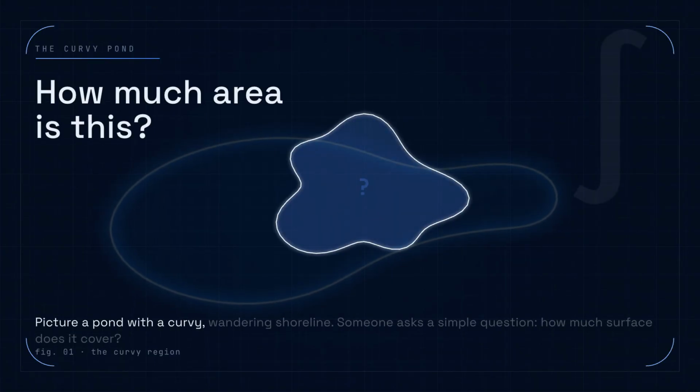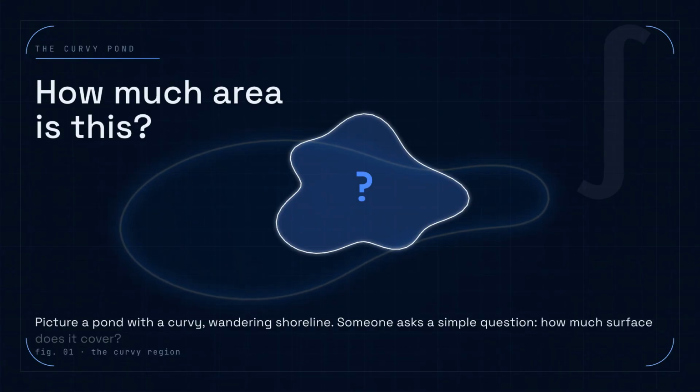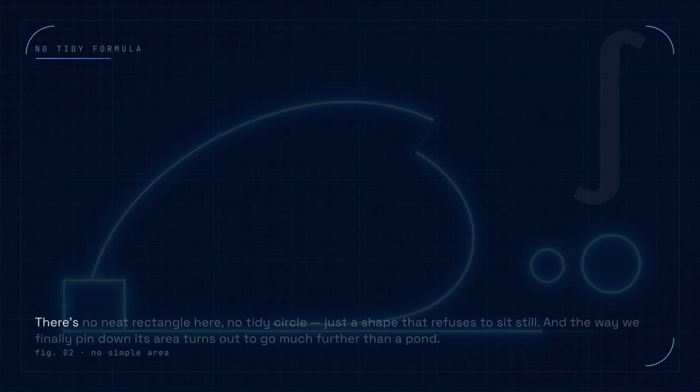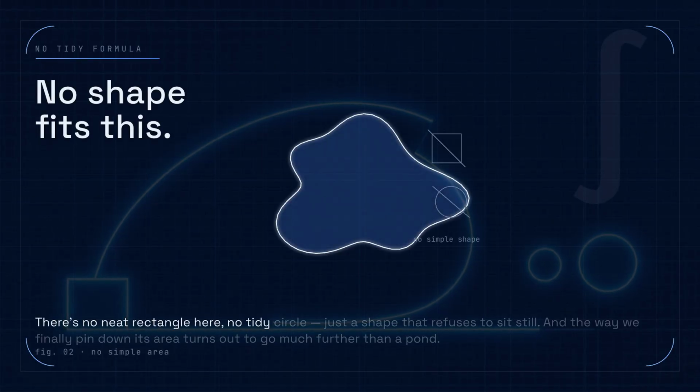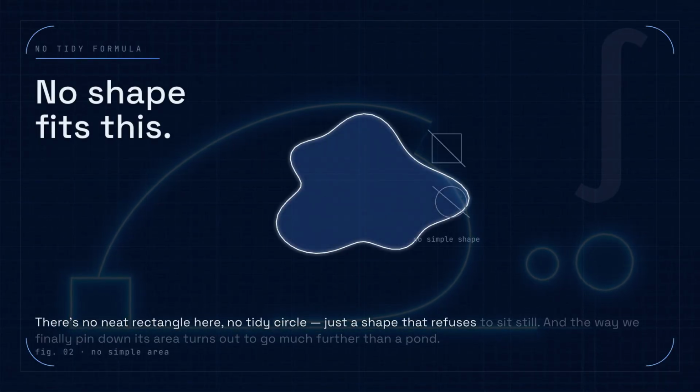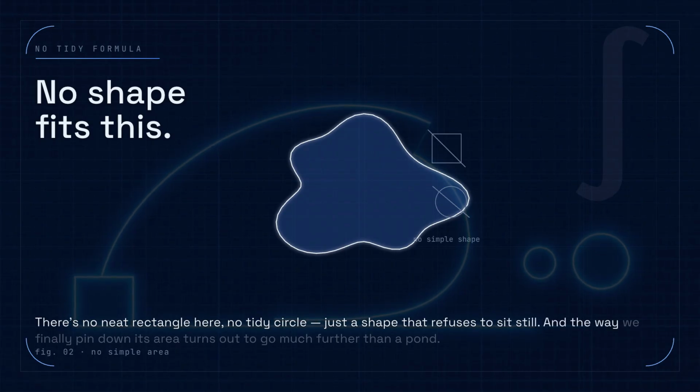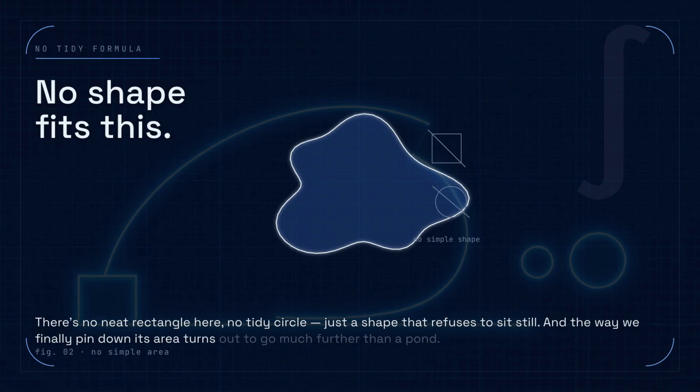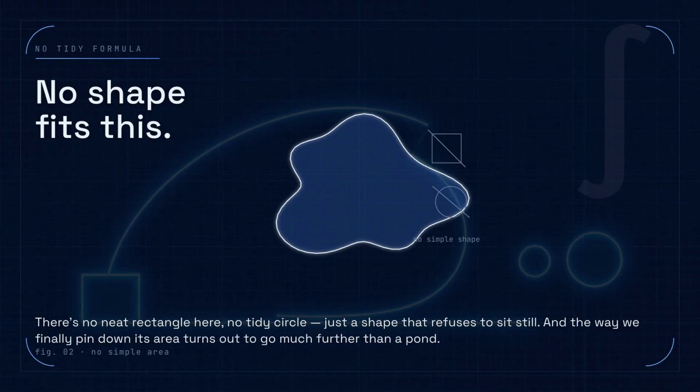Picture a pond with a curvy, wandering shoreline. Someone asks a simple question: how much surface does it cover? There's no neat rectangle here, no tidy circle, just a shape that refuses to sit still. And the way we finally pin down its area turns out to go much further than a pond.